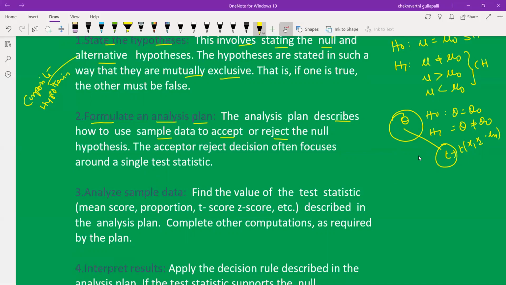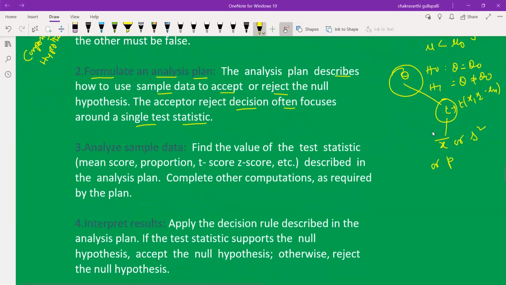So you have to take the plan, describe the plan to accept or reject the null hypothesis. The accept or reject decision often focuses on a single statistic. Here, mainly, the researcher considers the sample mean as a single statistic, or the sample variance, or the sample proportion. Focus on this sample statistic, and either accept H naught or reject H naught. Accept H naught means reject H1, the alternative hypothesis. Reject H naught means accept H1. That is the second point here.